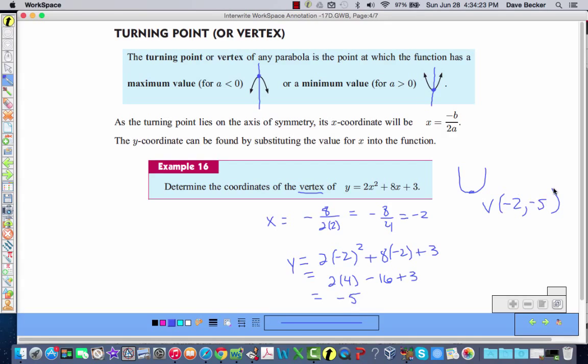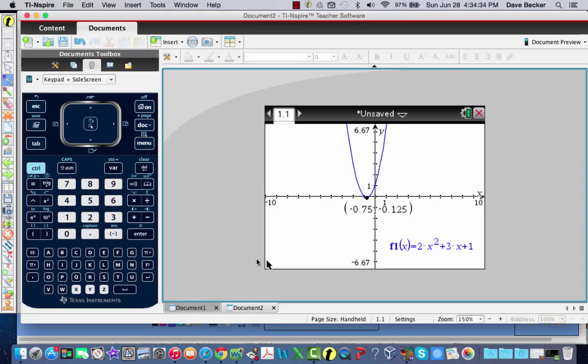And let's just graph that so we can convince ourselves. 2x squared plus 8x plus 3. Here we go. 2x squared plus 8x plus 3. And I think the minimum will stay.